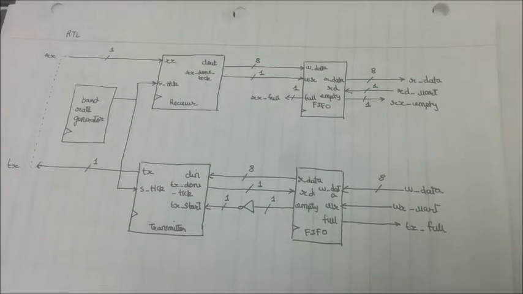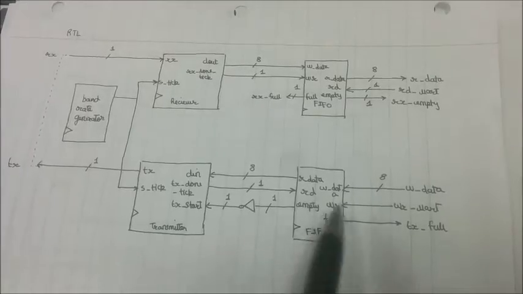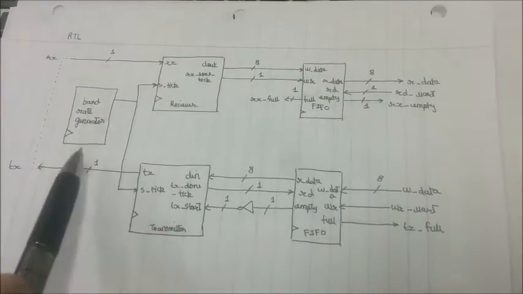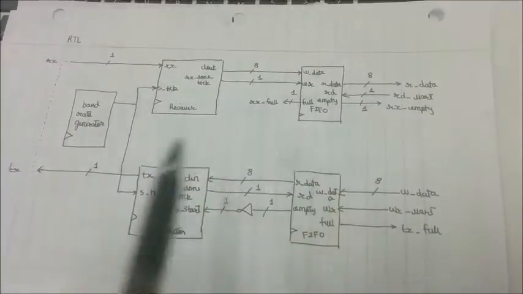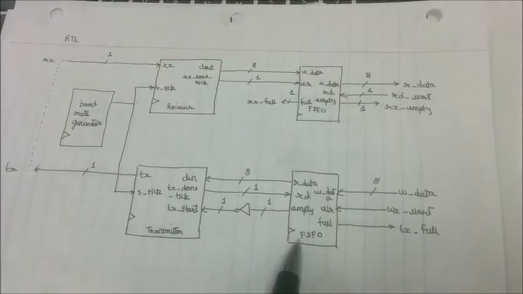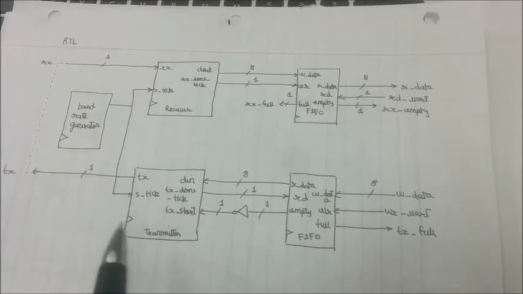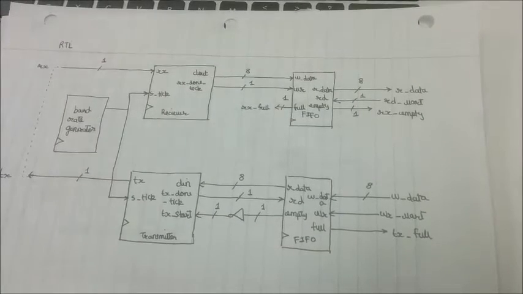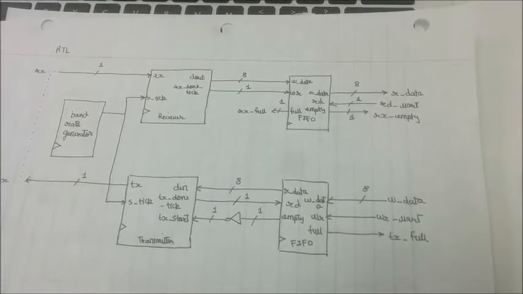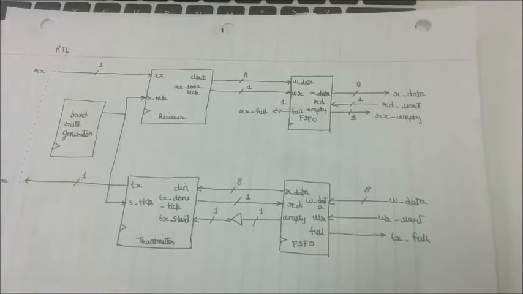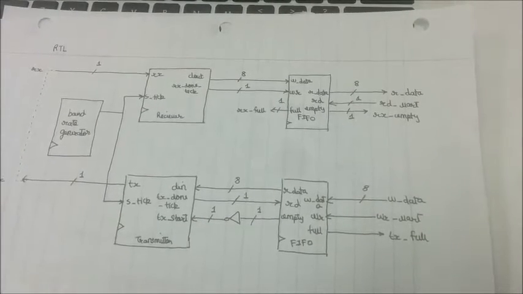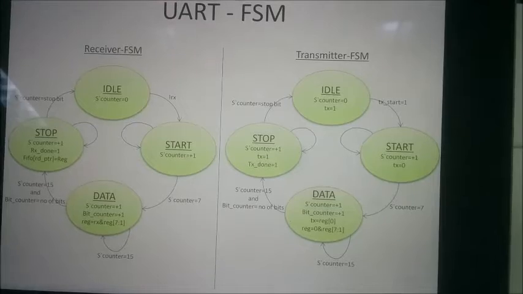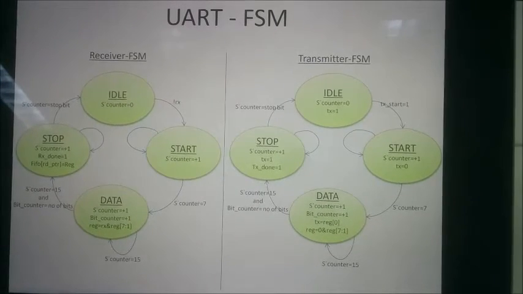This is an RTL of the design. It consists of three modules: a transmitter module, a baud rate generator, and a receiver module. It also consists of FIFOs, which act like a buffer between the transmitter and receiver and the main system. It also has two other functions. It tells us the availability of a new word, and it prevents the received word from being copied multiple times. The receiver and transmitter can be explained using a finite state machine.